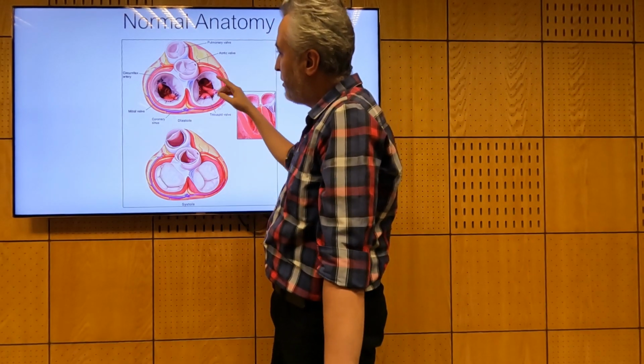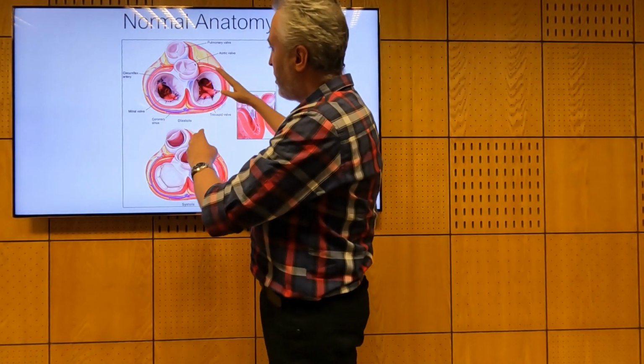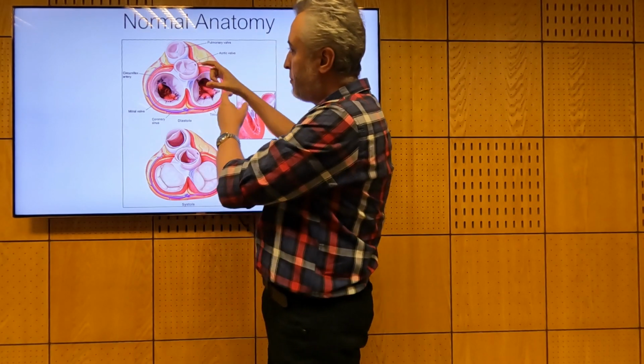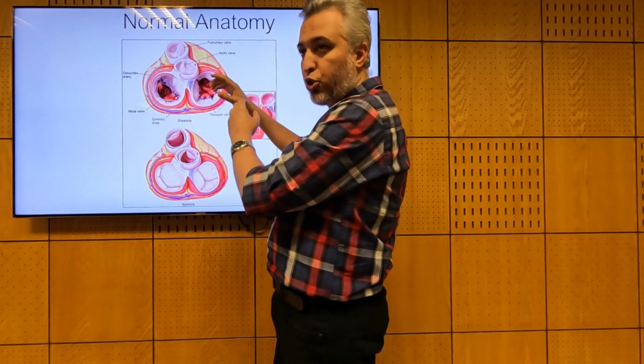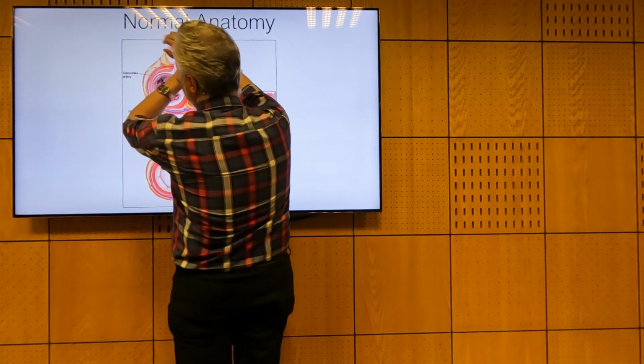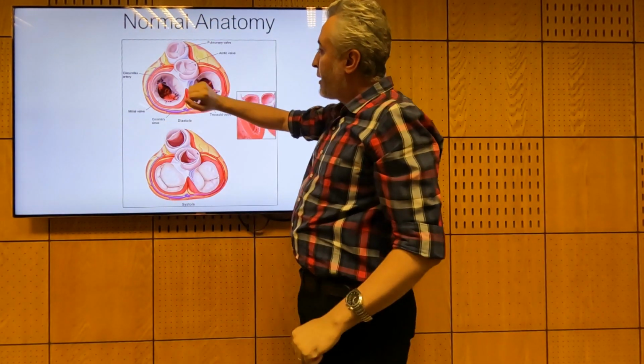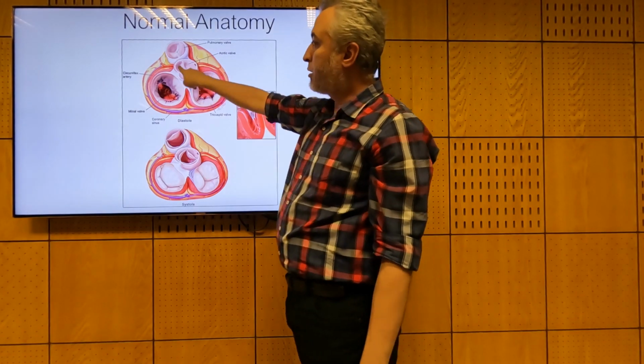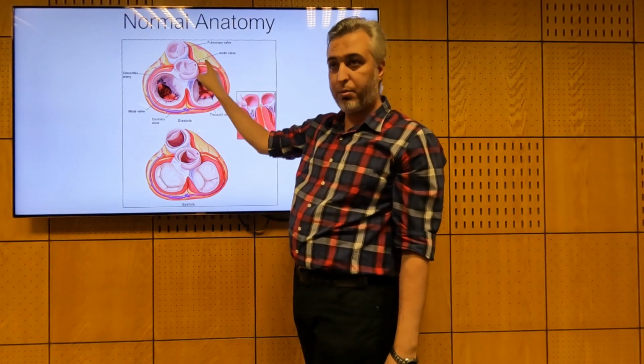And obviously you can appreciate that the planes of both valves are not parallel to each other. They're actually crossing, so the aortic valve is like there and the pulmonary valve is like that. And then you can see the coronary arteries coming from the aortic root.